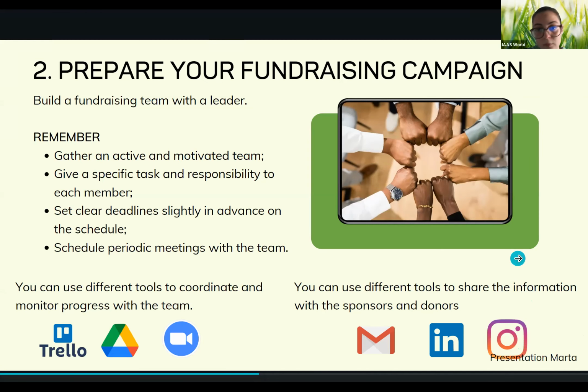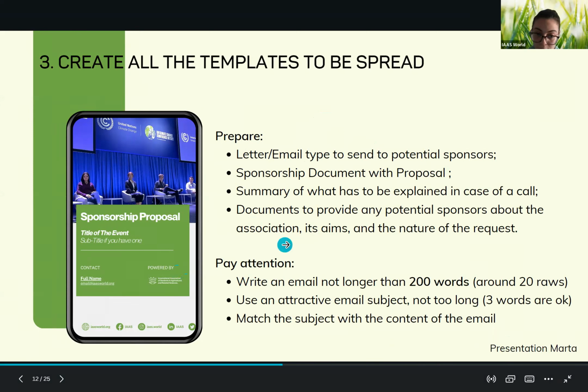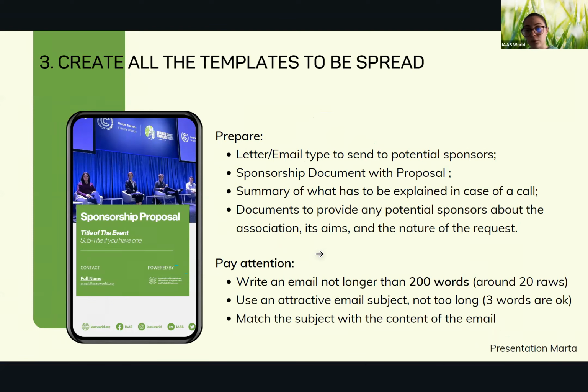Okay. Then third part, create all the templates to be spread. I don't want to focus here too much because Aya will talk more precisely about it, but please pay attention to these 3 points. So write an email no longer than 200 words, so around 20 rows. Why? You have to consider that companies read between 10 and 30% of the emails that they receive. So that means you have to consider that companies need to work fast.